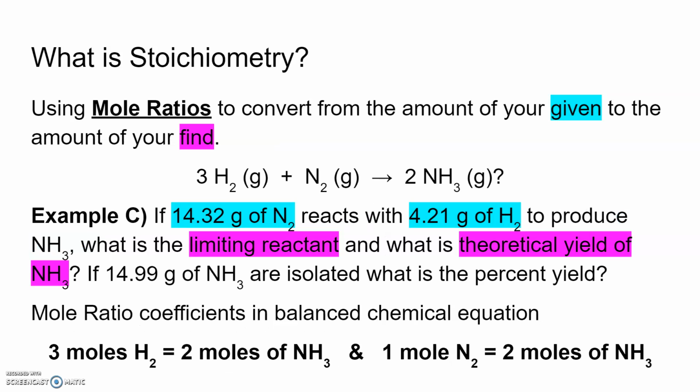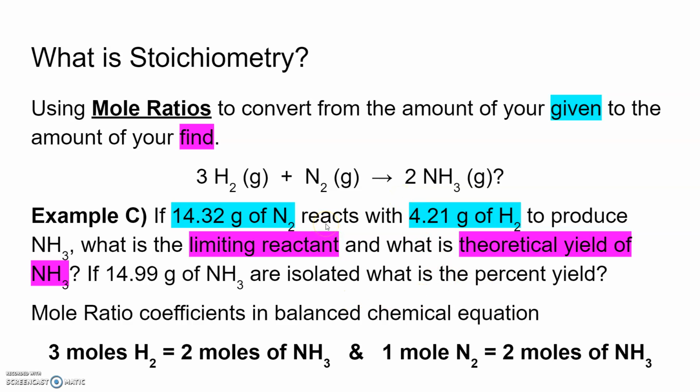Okay, we're going to take a look at one last example. In this example, it's a little bit bigger, but I wanted to introduce this up front. It asks if 14.32 grams of N2 react with 4.21 grams of H2 to produce NH3, what is the limiting reactant and what is the theoretical yield of NH3? We're not going to read the rest because it's not relevant to what we're doing here in terms of mole ratios. But for that first question, in example C, we are again dealing with a chemical reaction. I mean, keywords: reacts, produce. And they gave us a balanced chemical equation. So when you see that, you know that your mole ratios are going to come from the coefficients in that balanced chemical equation.